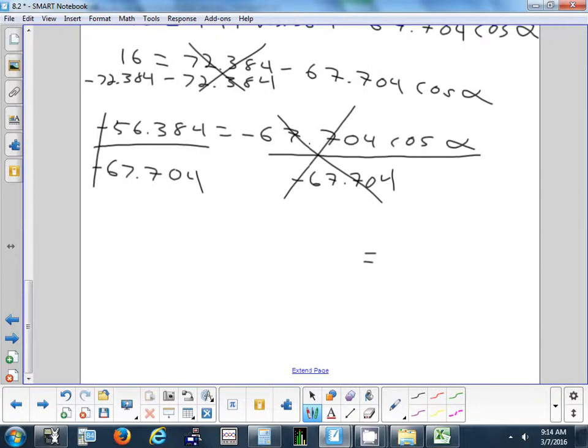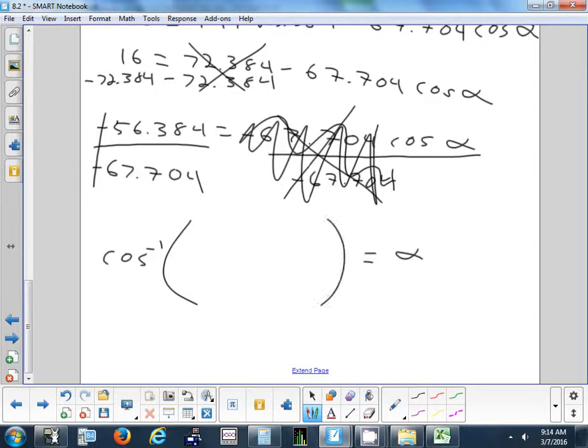Taking the inverse cosine. So on the right-hand side, I still have the cosine. This is all gone. But to get rid of cosine, I'm going to take the inverse cosine of each side. So the answer that I want is the inverse cosine of everything from up above, over 67.704. Now before I even type this in, I know that this has an answer.